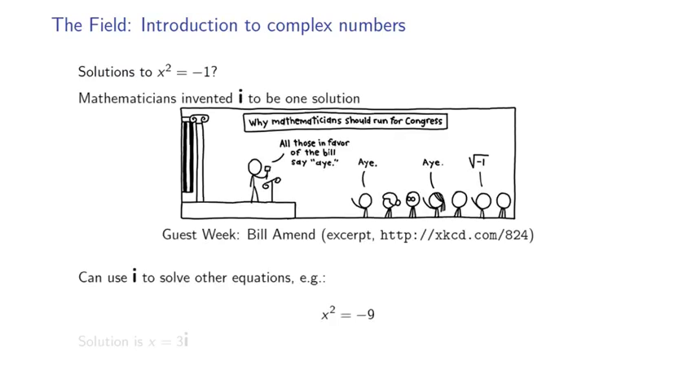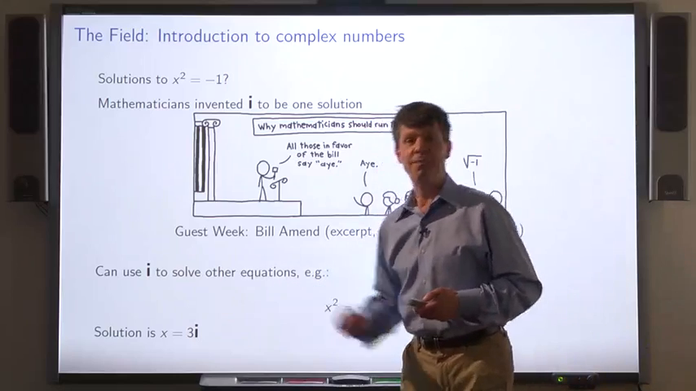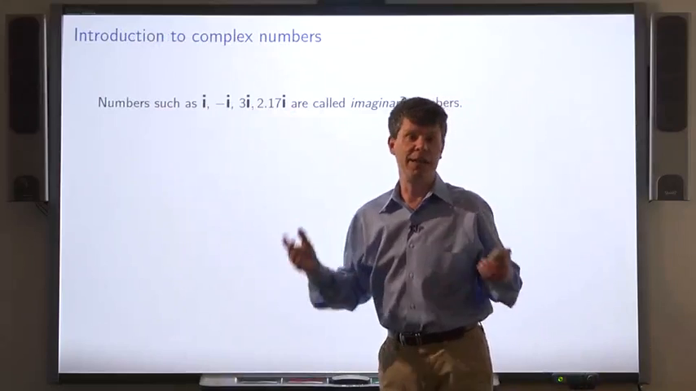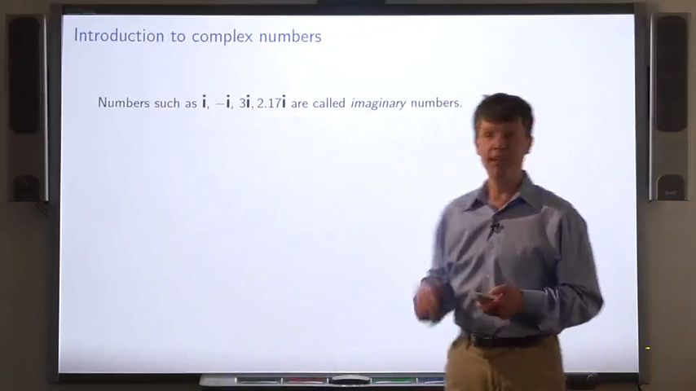You can use i to solve other equations. For example, x squared equals minus 9. The solution is 3 times i. Now, numbers such as i, minus i, 3 times i, and so on, are called imaginary numbers.